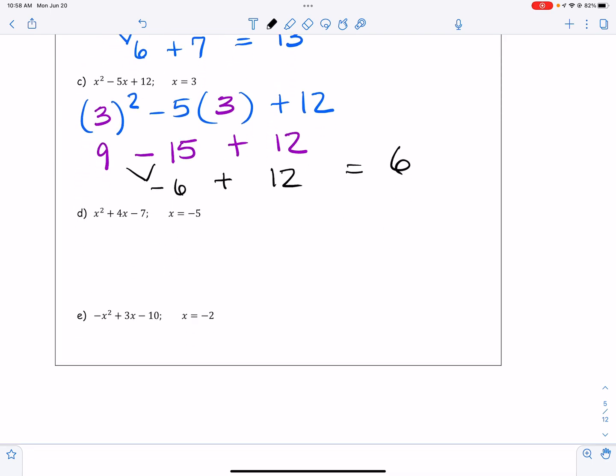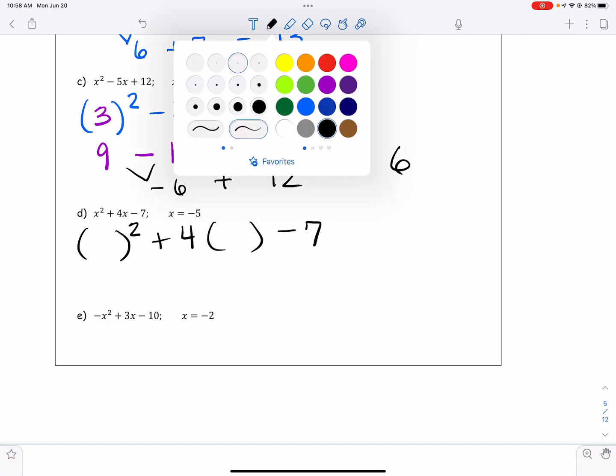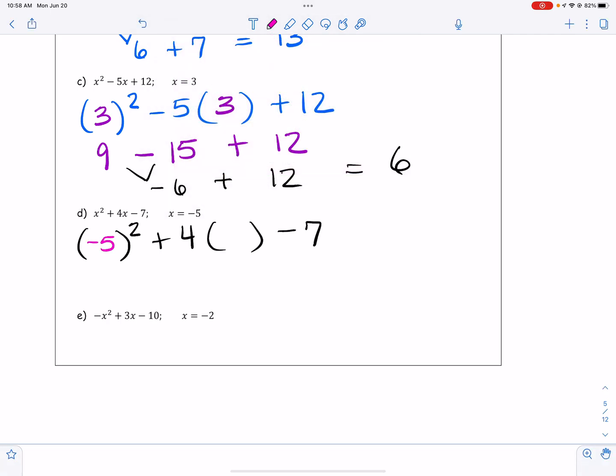The next one, very similar: parentheses for x squared plus 4 parentheses for x minus 7. I'm going to insert a -5. And this is why the parentheses are super important, because if I have a -5 in parentheses squared, that means -5 times -5, which is +25. And then 4 times -5 is -20, minus 7. And so 25 minus 20 is 5, and 5 minus 7 is -2.